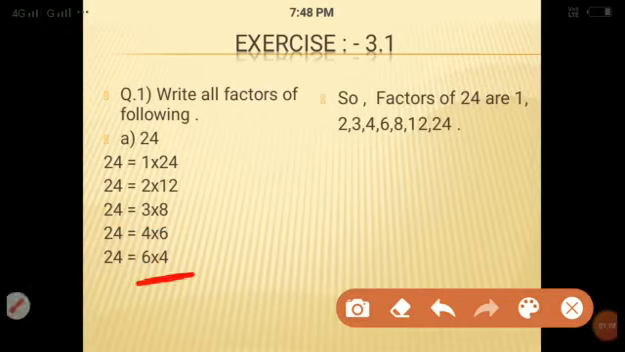So 1, 2, 3, 4, 6, 8, 12 and 24. These are the factors of 24. Those numbers which come twice, we will take once. So here 6 and 4 are repeated, so we will take them once.